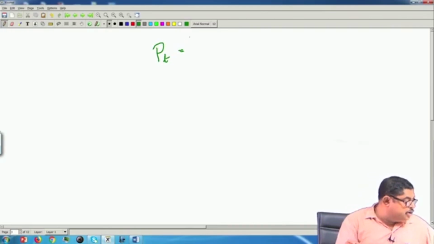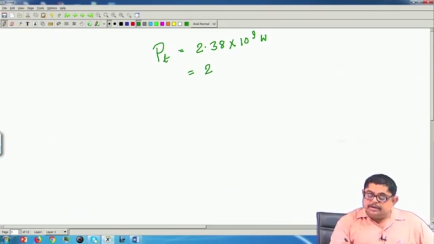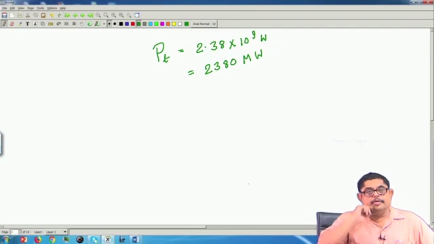Then if you put all those, you get the value of Pt. So, now you can put there. It will turn out to be 2.38 into 10 to the power 9 watt, or in terms of megawatt you can say 2380 megawatt, or you can say 2.38 gigawatt.